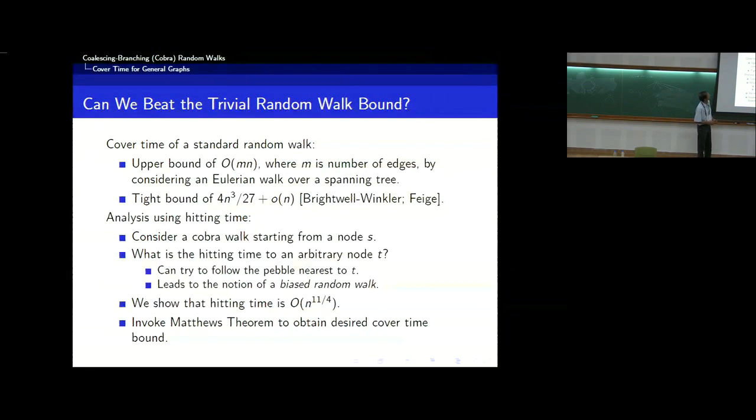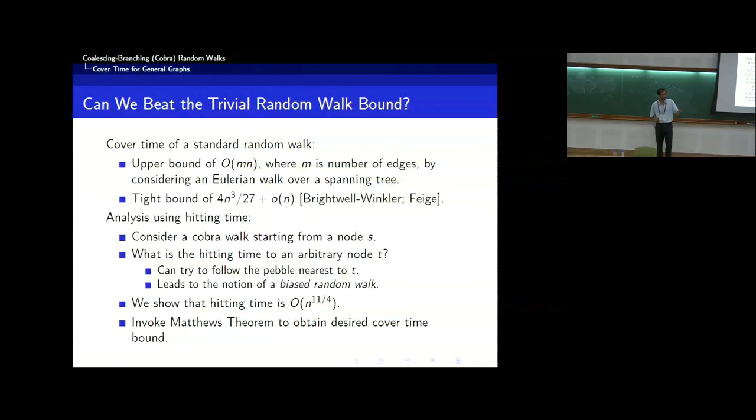But to show our bound, we actually used some ideas and developed a new notion of a random walk, which is related to a well-studied class of walks called biased random walks. And I will say a little bit about it. Essentially, we are trying to understand the hitting time, okay? Using standard relations between hitting time and cover time, you can argue that cover time is within a log n factor of the hitting time, so our focus is on hitting time.